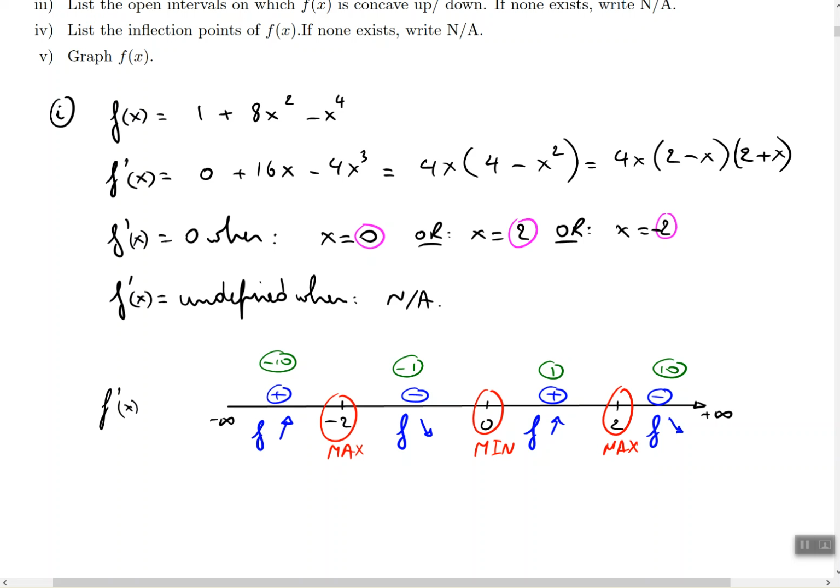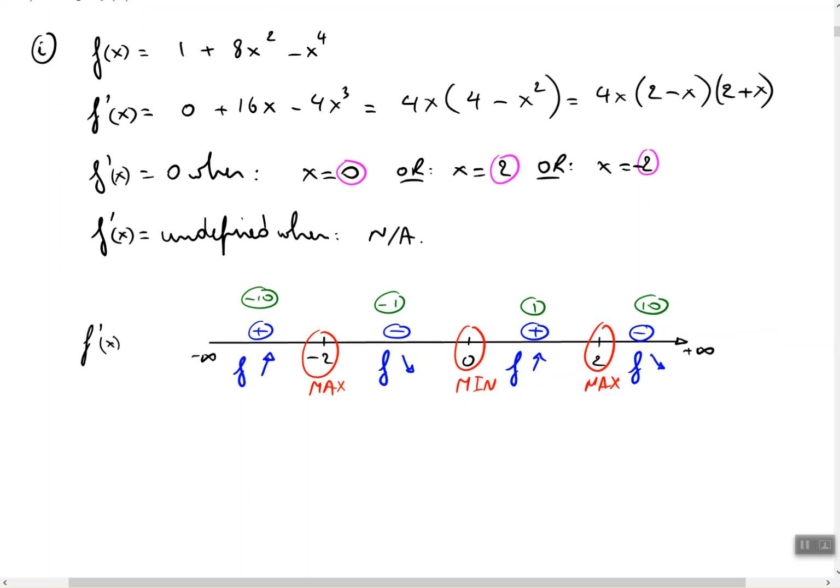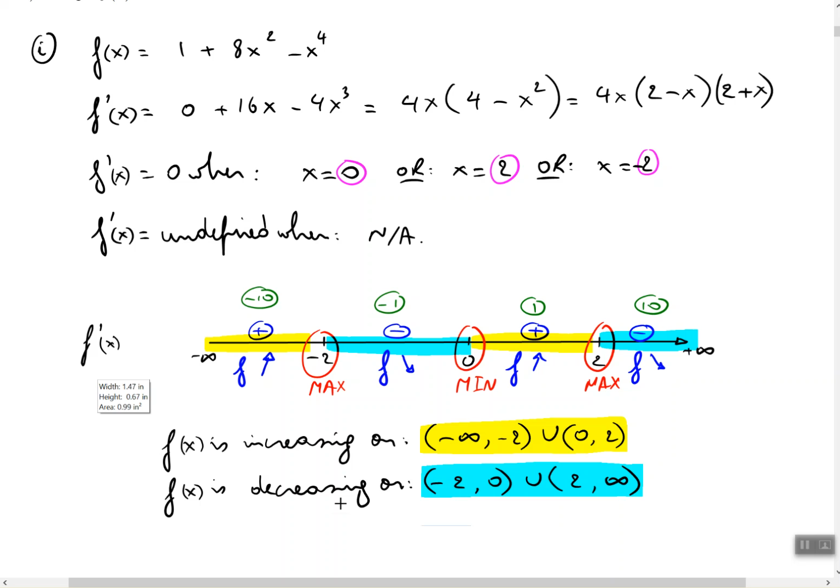Okay, so the question was on the intervals where it's increasing or decreasing. So let's go ahead and write that down. f of x is increasing on negative infinity to negative 2 and 0 to 2, and it is decreasing on negative 2 to 0, and 2 to infinity. So again, it's increasing on this interval and this interval, and it's decreasing on the other intervals in the middle. That's the answer to the question for part 1.